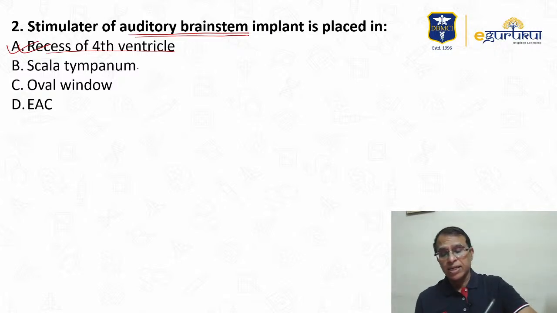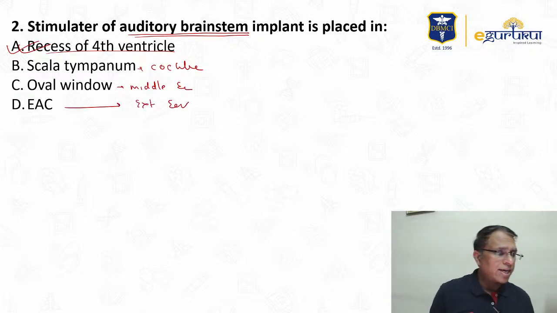Scala tympani is in the cochlea, and oval window is in the middle ear, isn't it? And external canal is the external ear. So obviously, like I said, even if you don't know the answer, you'll be able to answer this question. Not surprised that everybody got it right.